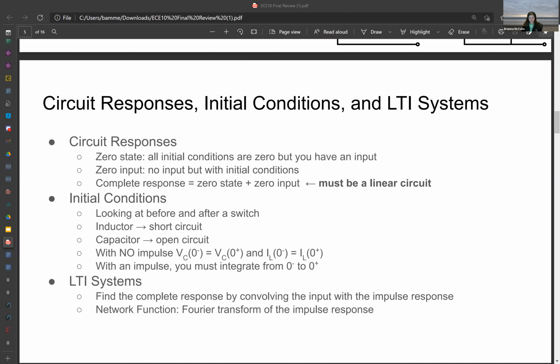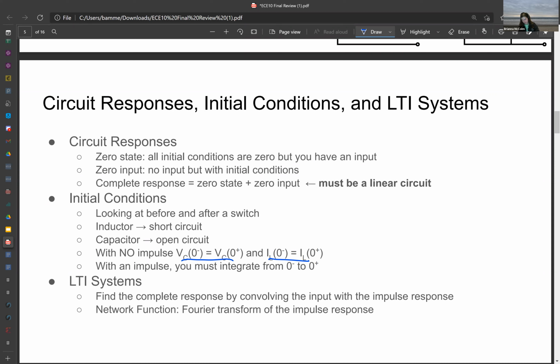And so you're going to essentially have these two conditions, and they're going to be true for the vast majority of the circuits. However, if you do have an impulse response, these are not going to be true, and you're going to have to integrate from 0 minus to 0 plus.